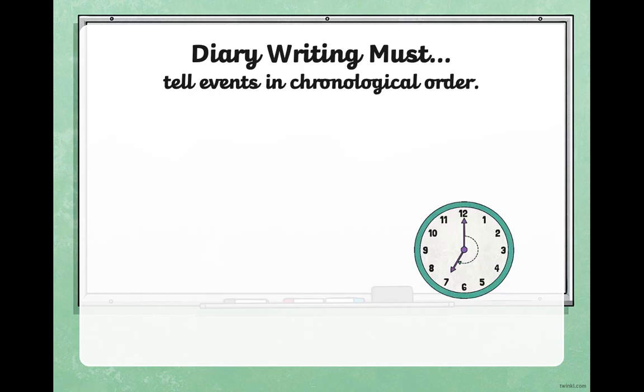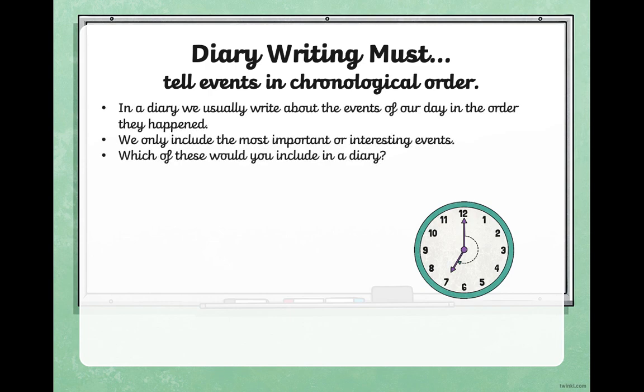Diary writing must tell events in chronological order. So we've discussed this because we've looked at chronological reports and non-chronological reports in guided reading. Chronological order means something happens as it would happen in the day. So you have your breakfast first, then you might describe your lunch, then you might describe your dinner. In a diary, we usually write about the events in our day in the order they happen. We only include the most important or interesting events.